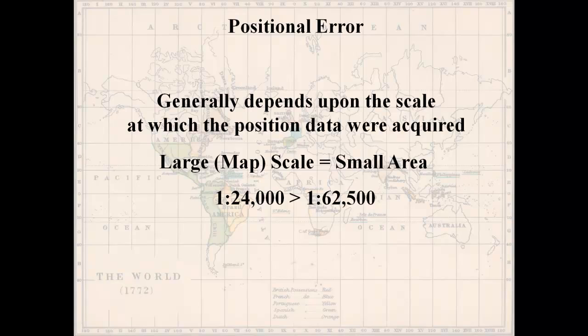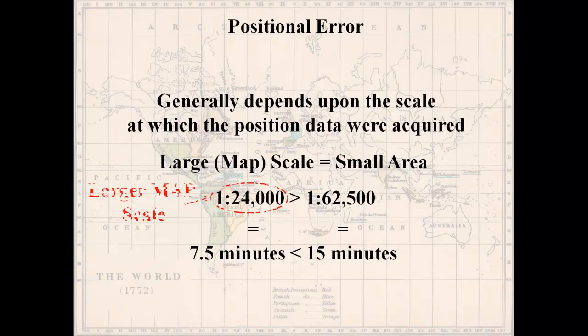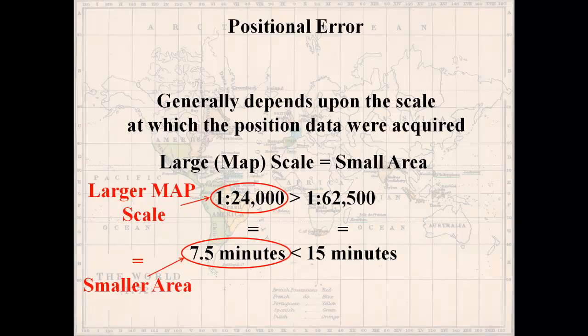That's the map scale. It's a ratio. The next higher up topo map is 1 to 62.5. 1 to 24,000 covers 7.5 minutes of arc. 1 to 62.5 covers 15 minutes of arc. The larger map scale is going to cover a smaller area, and so it's going to have a smaller positional error.